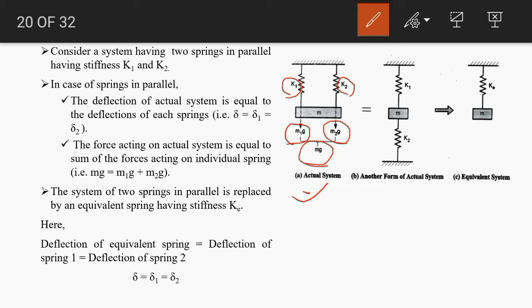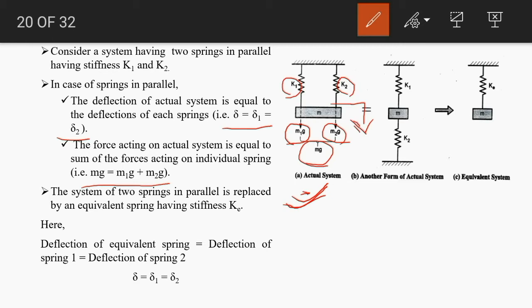So these two forces are distributed over the springs. In this particular case, when springs are in parallel, we can write the relationship: mg is equal to m1g plus m2g. Both springs have different stiffness k1 and k2, so the mass is not equally distributed. In this case we can see that the deflection of both springs would be equal, and equal to the deflection of the actual system. So delta is equal to delta 1 is equal to delta 2. This is our actual system in which two springs are in parallel.